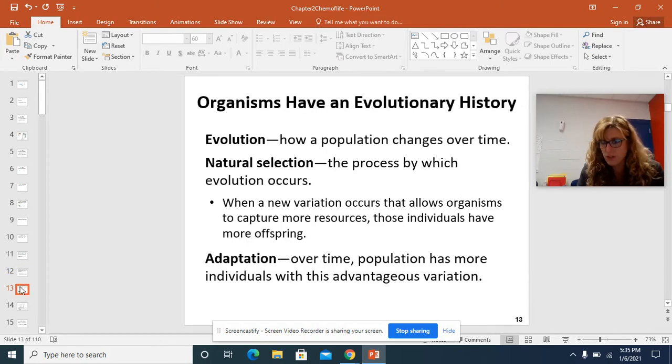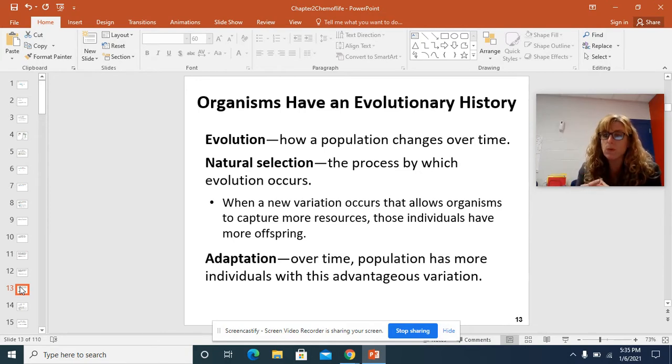You also have to have an evolutionary history. Evolution is how a population changes over time, and that's the genetic part of that population. We change over time because of natural selection, which is the process itself of how evolution occurs. That's essentially just your genes and how nature affects genotype versus phenotype. Phenotype is your physical appearance.